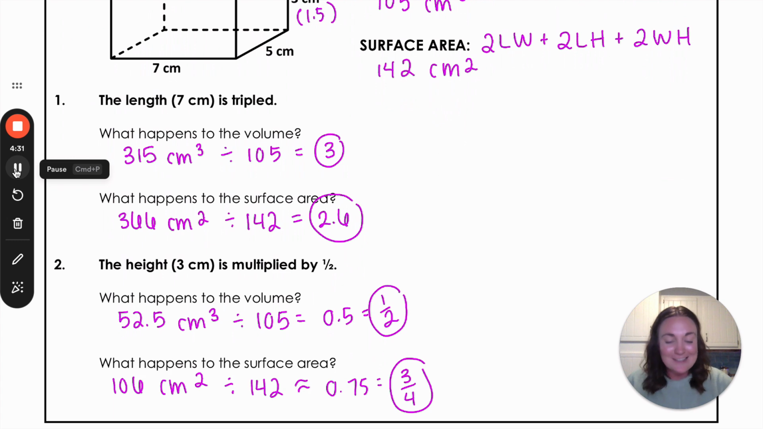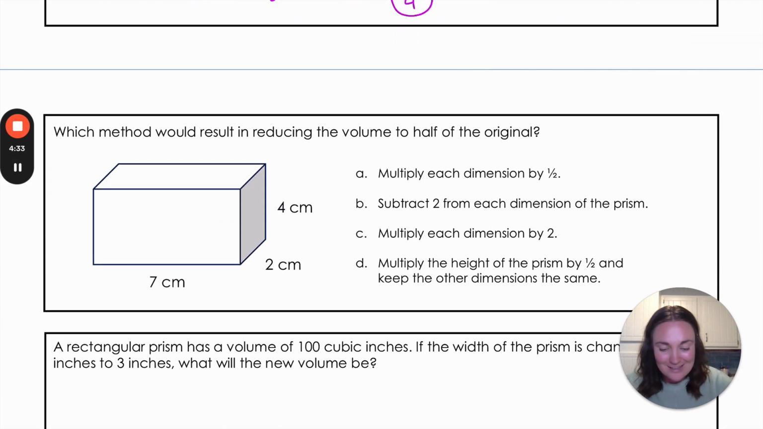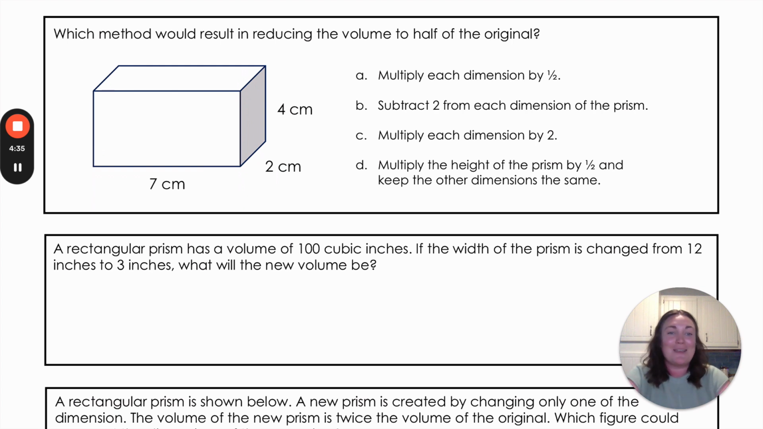Next up, we're going to look at some test-taking strategies. So let's take a look at some of those questions you might see. Our first one, we have: which method would result in reducing the volume to half of the original? So we know that if we want half of the volume, we need to change one of those measurements through multiplication, multiplying by 1/2. So if we multiply each dimension by 1/2, that would mean changing all three.